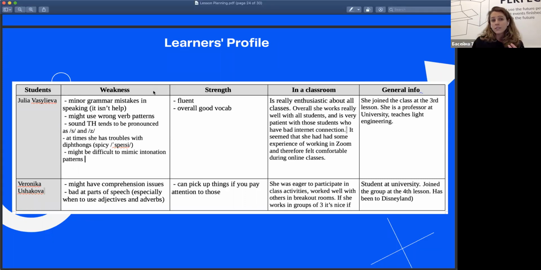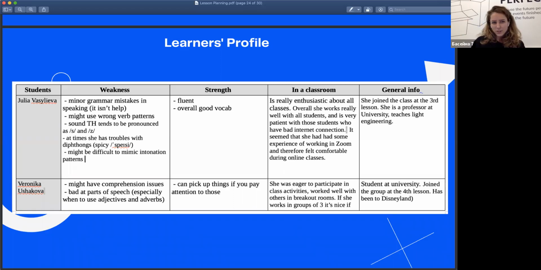I include their weaknesses and strengths. While observing the students, I know what they have problems with and what their strengths are. I can put here how they behave in the classroom, something that I can anticipate in further classrooms, and some general info. First two columns, weaknesses and strengths, help me to understand the learners better. As for the last two columns, in the classroom and general info, that is super useful for substitute teachers.